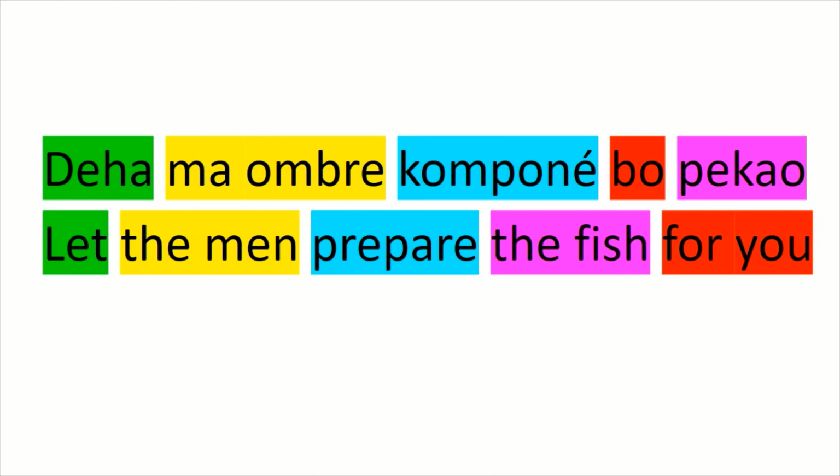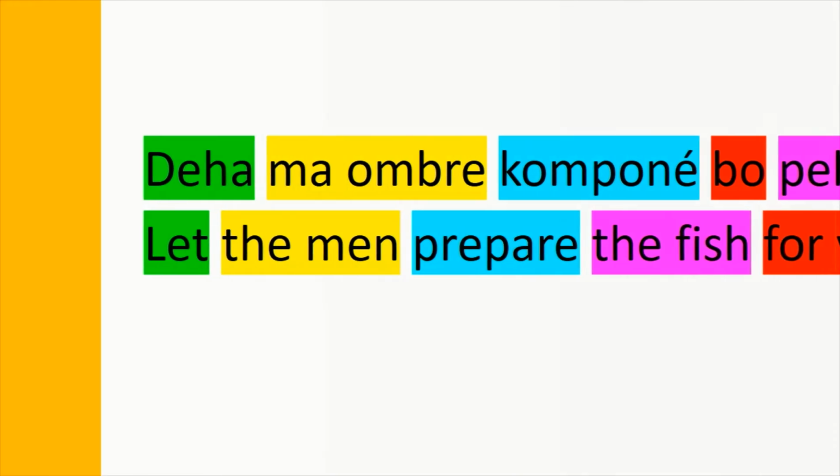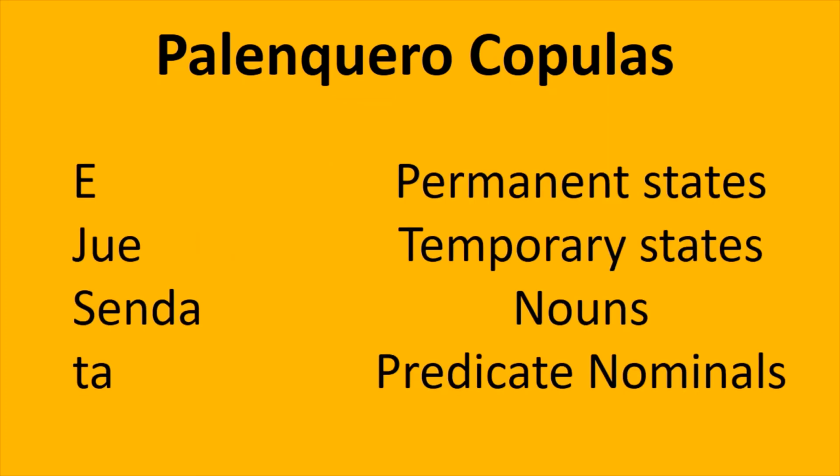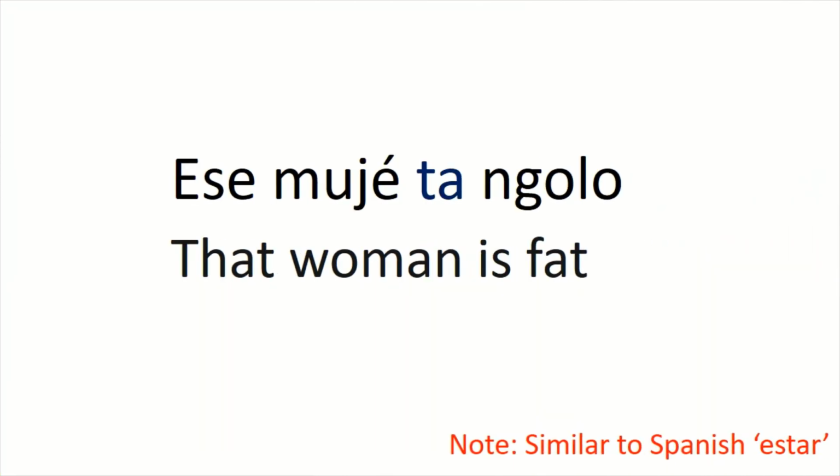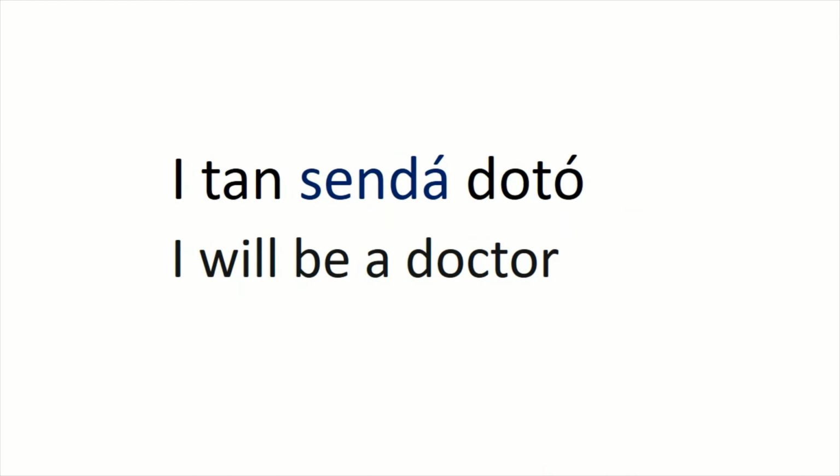And interestingly, the language actually has 4 copulas, or linking words, which are used in these different contexts. Here's an example with ta, and here is an example of how senda is used.